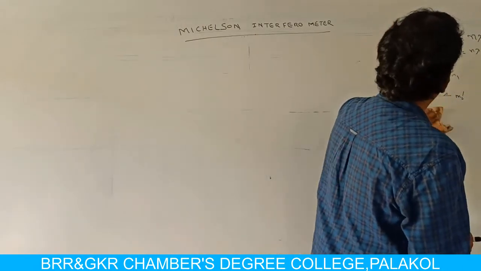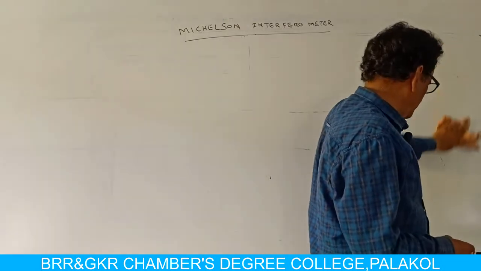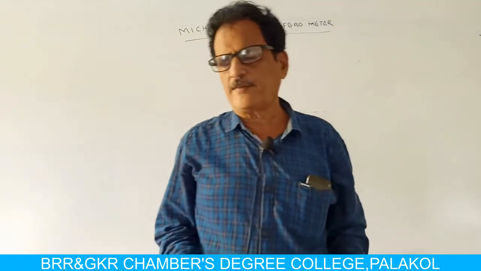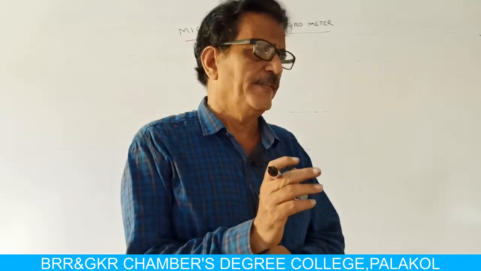The Michelson interferometer is a device which works on the interference principle. For interference, we need two coherent rays. In this instrument, the two coherent rays are formed by means of division of amplitude. The two rays, after getting reflected from the mirrors M1 and M2, recombine and give the interference effect.